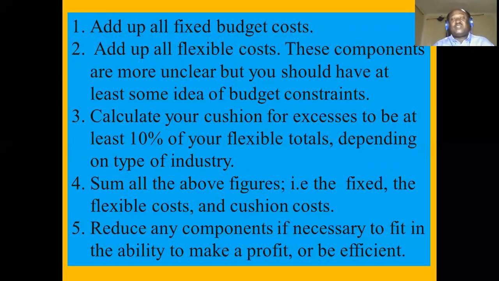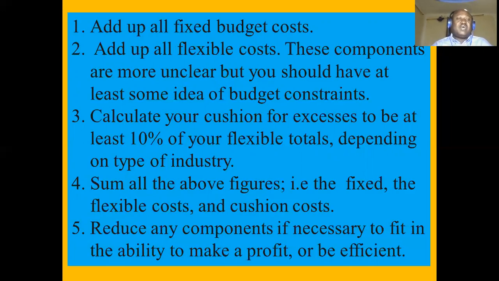And number 3, calculate your cushion for expenses to be at least 10% of your flexible totals, depending on the type of industry or type of organization. I've told you before, some people go as low as 5%, depending on your experience. If you know the variance, and you are so careful, you can reduce from 10% to 5% or 7%, but it all depends on your experience when you are putting in the cushion. Cushion, I've told you, is like a contingency. It caters for emergencies, for eventualities that may or may not occur.